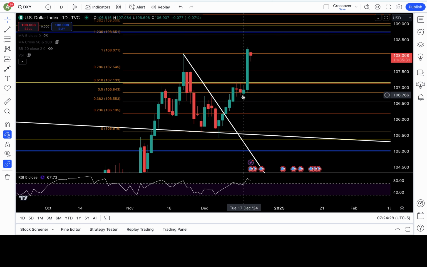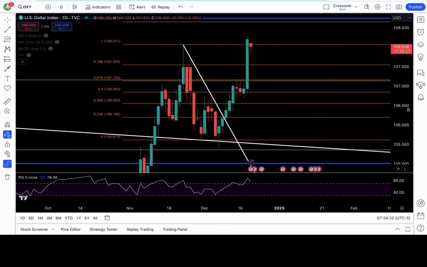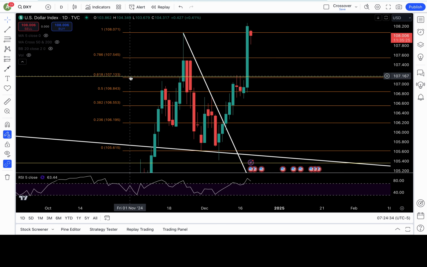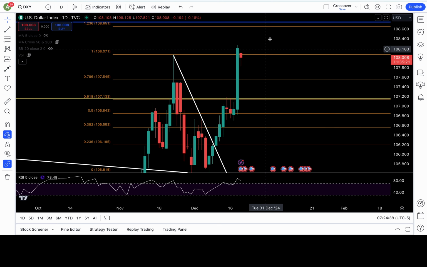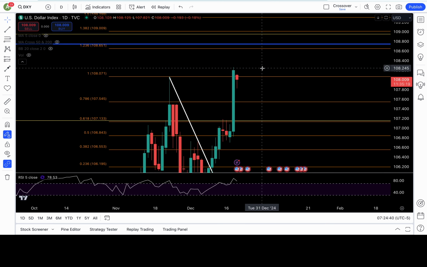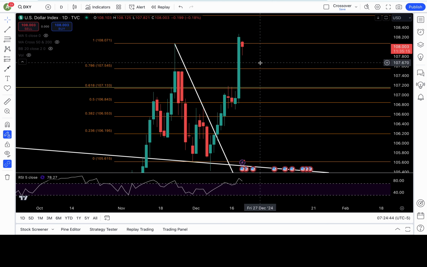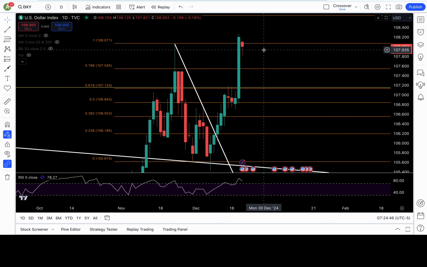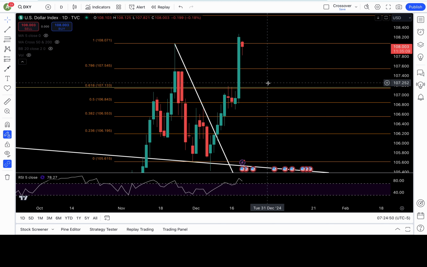From December 13th to December 17th, it was consolidating just below that 107.1 resistance level, and boom, the breakout. Okay, right now resistance at 108, and if it clears, 108.6 and 109 are the next targets. Okay, I'm not trusting any pullback unless we break down support, and I have support at 107.5 and 107.1. Those levels must fail to get DXY bearish again.